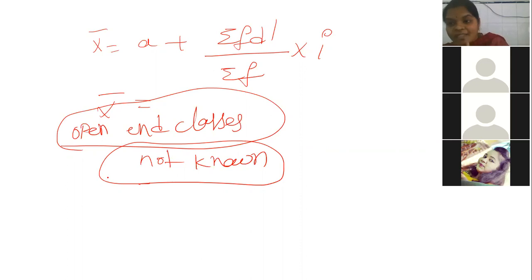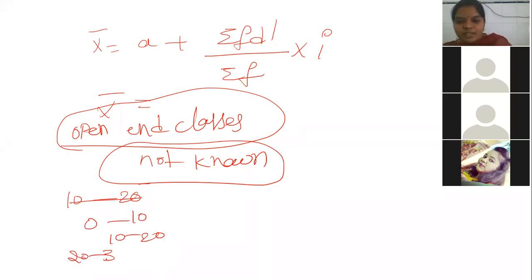See, ma'am, in case of previous problems, we have different class intervals, right? That is 0 to 10, 10 to 20. Here we have a lower limit and here we have an upper limit in our class. But sometimes there won't be any lower limit of the first class and upper limit of the last class. Those are called open-end classes. What do we need to do? Based upon the remaining intervals, we need to calculate our ends.